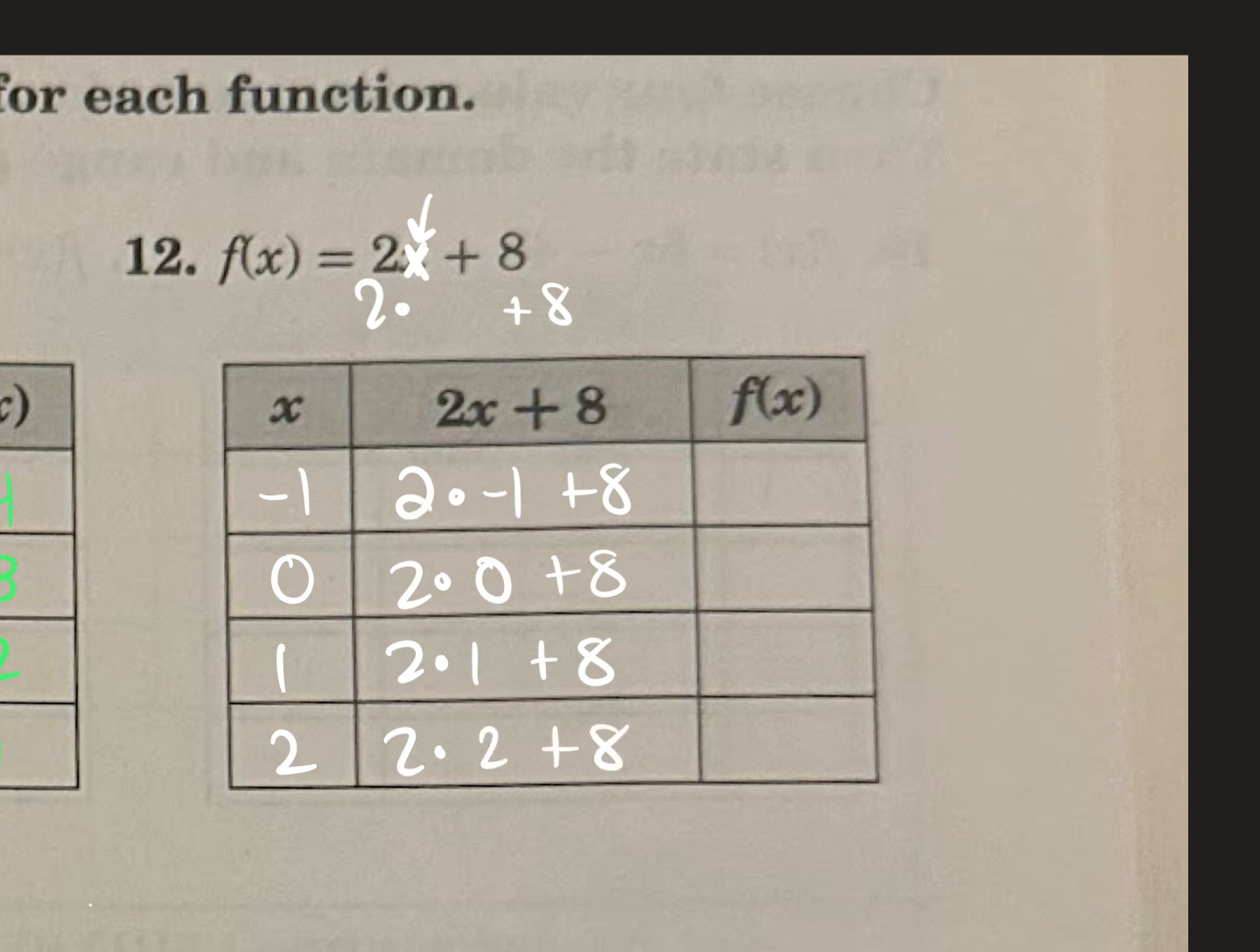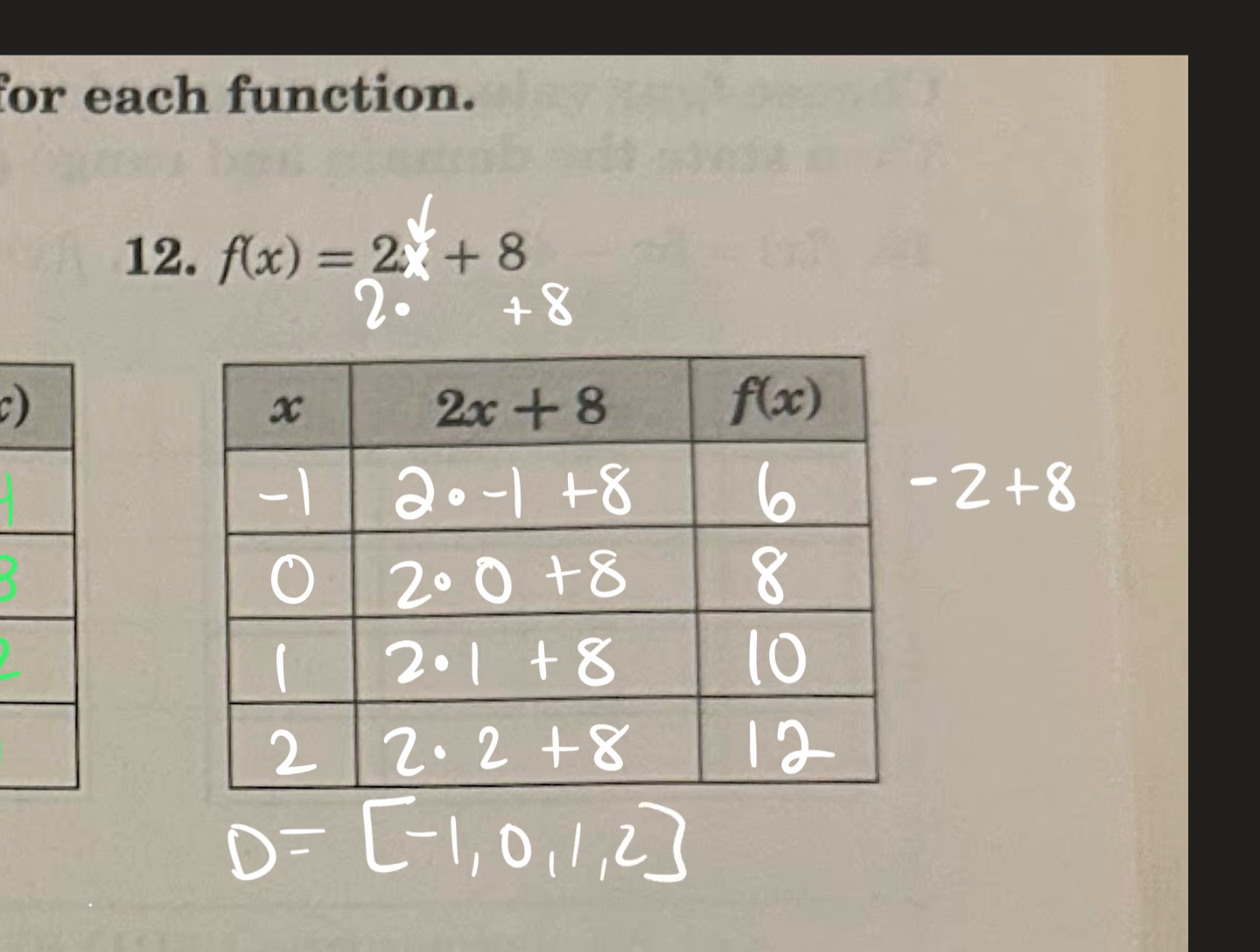2 times negative 1 is a negative 2 plus 8. Even though I could probably do that in my head, I like seeing it because now I can see that I have different signs and I can see who's bigger. So the answer is 6, and it's going to be a positive 6. 0 plus 8 I can do in my head. 2 plus 8, 4 plus 8. Domain, negative 1, 0, 1, and 2. The range, 6, 8, 10, 12.